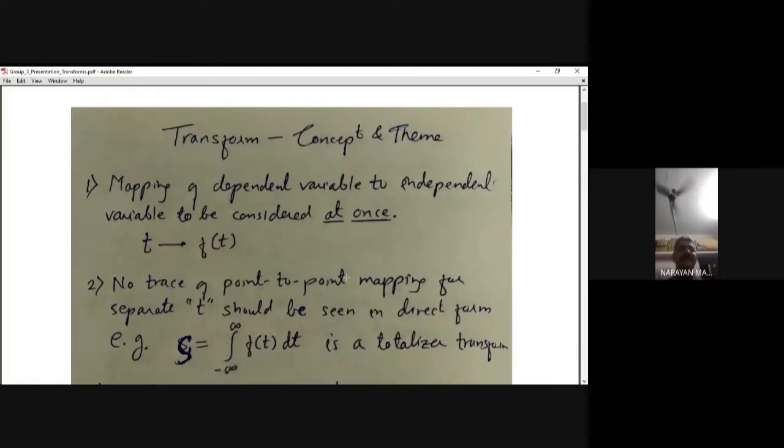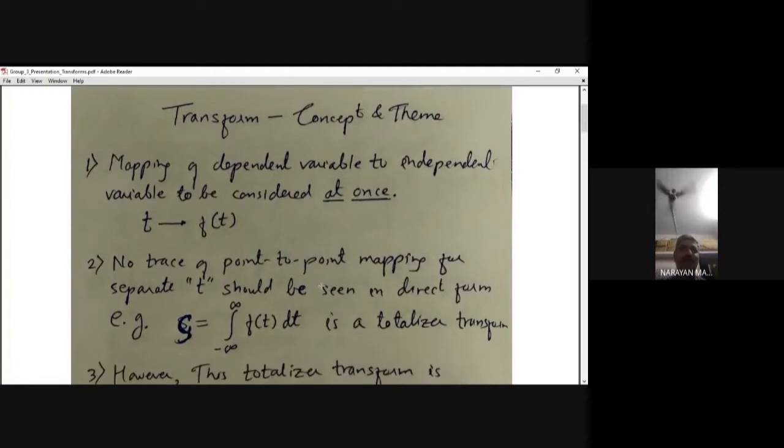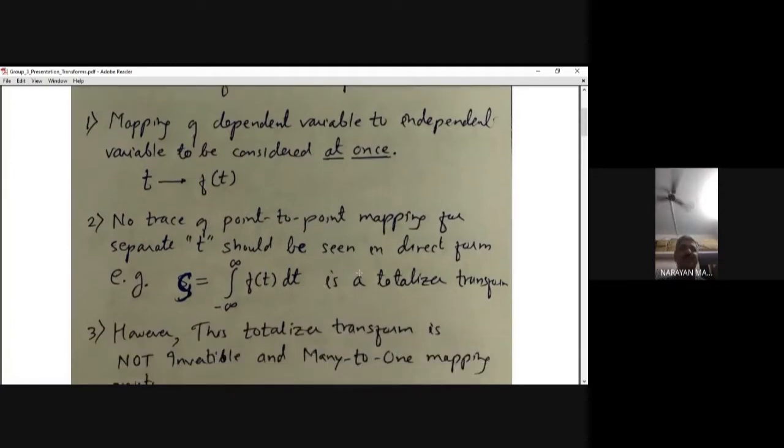defined as a mapping of dependent variable to independent variable, which needs to be taken at once. So what is required is, when t is the time domain and f(t) is its function, then when we transform it, this point number 2 is the most important part of the transform: no trace of point-to-point mapping should be seen in direct form in the transform domain entity.